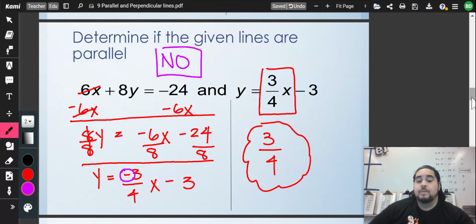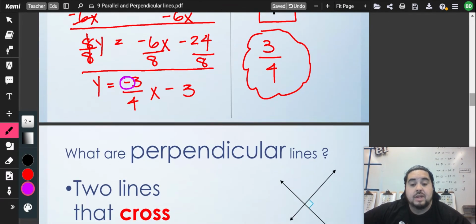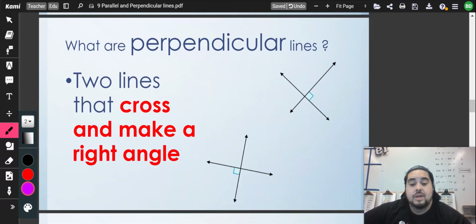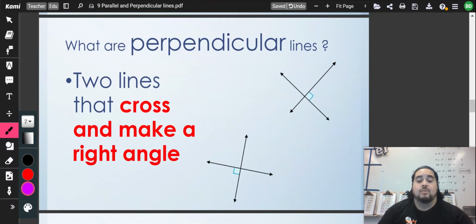Now, perpendicular is a little bit more complicated. Let's look at the definition of perpendicular lines. Two lines are perpendicular when they cross and make a right angle. So as you know, right angles are 90 degrees. When two lines cross at a right angle, those are perpendicular.